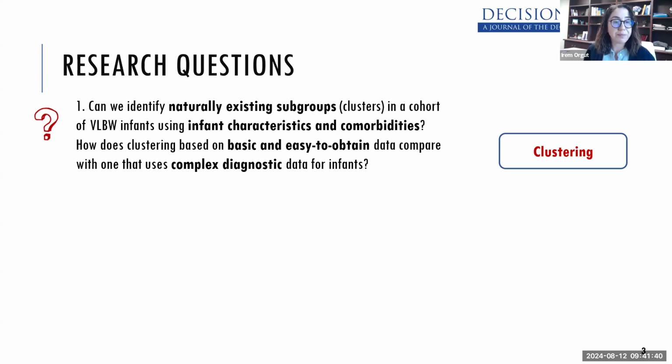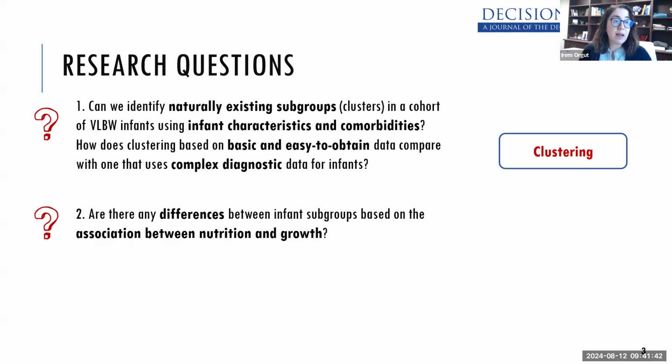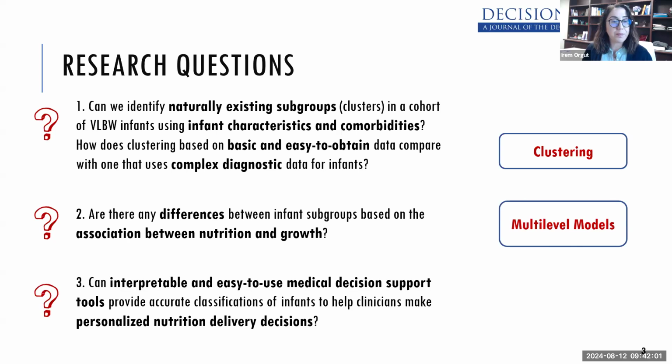The second question is, are there any differences between infant subgroups based on the association between nutrition and growth? For this one, we use multi-level models to find differences between the identified subgroups in terms of how they respond to nutrition, and we highlight which factors affect growth the most.